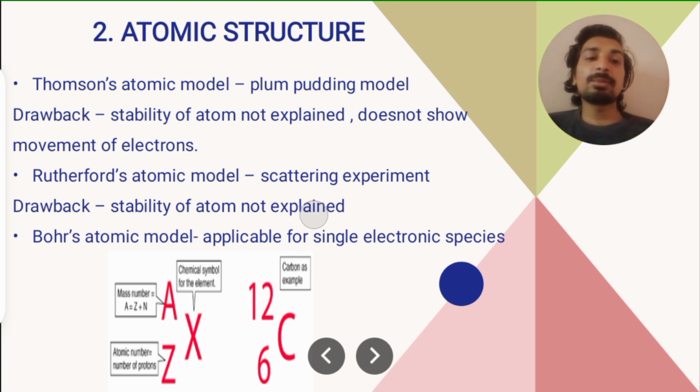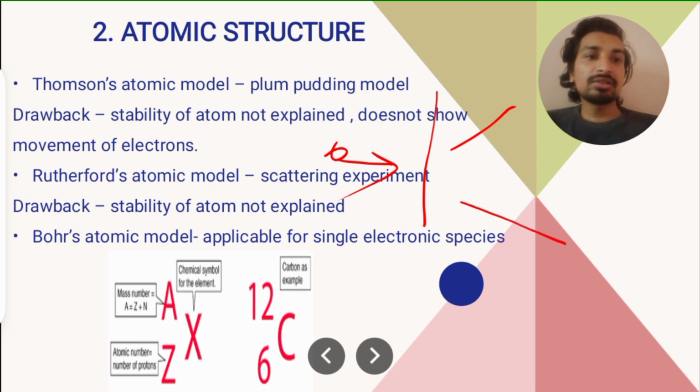And Rutherford's atomic model: he did a scattering experiment. He took a gold foil and hit it with alpha particles, which are positively charged. The alpha particles got deviated. Why would they get deviated? Because there has to be some positive charge in the atom which is repelling the alpha particles. Basically, he bombarded the foil with alpha particles, and they got deflected in different directions.